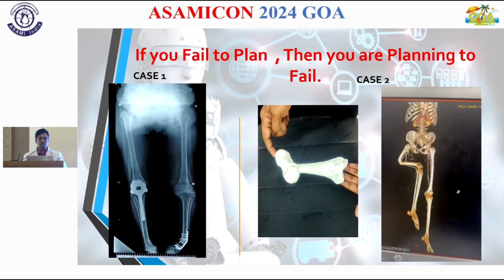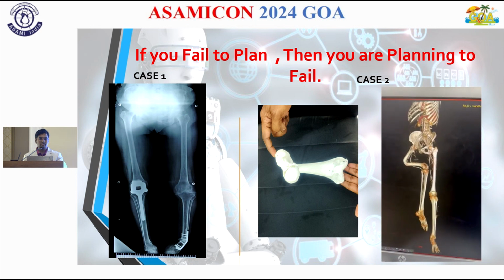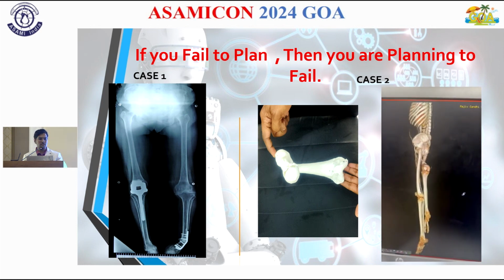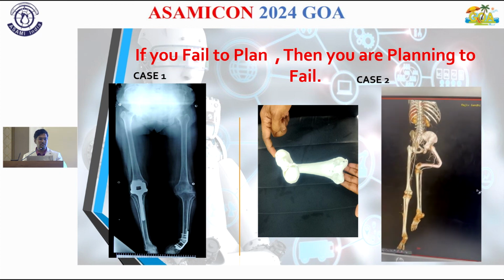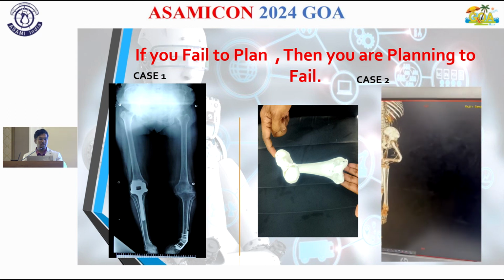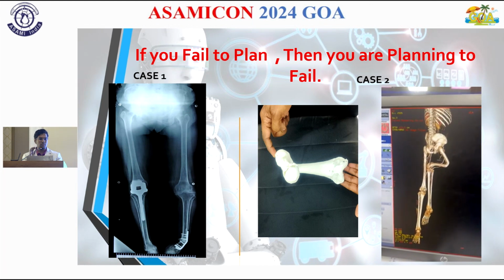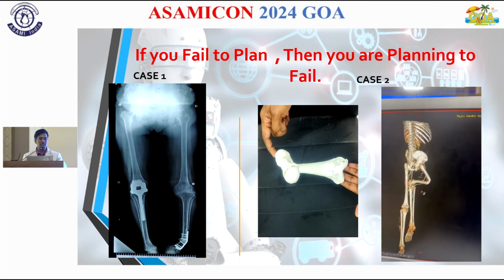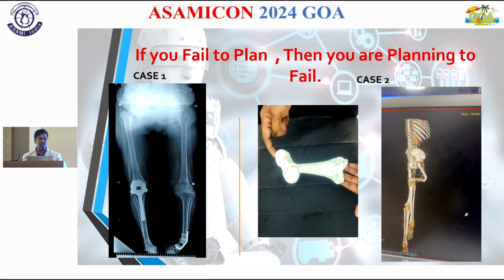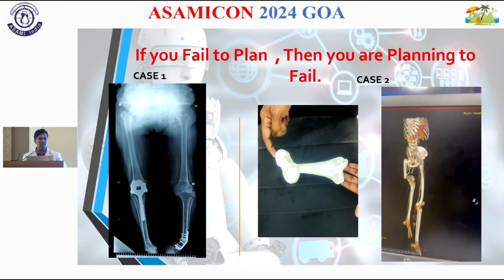So for the past 2 years, you'd be hearing these words: if you fail to plan, then you're planning to fail. This is a case where the patient had severe osteoarthritis of the knee. Following a trivial injury, the patient had a distal tibia fracture. We operated on this patient, and following the surgery, we told the patient to get operated for the knee also, but the patient denied it. Following 3 months, once the patient started weight bearing, the patient had an implant failure. The primary problem was in the knee.